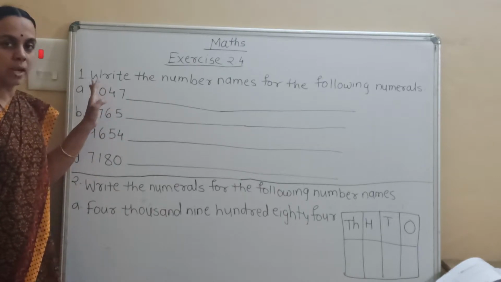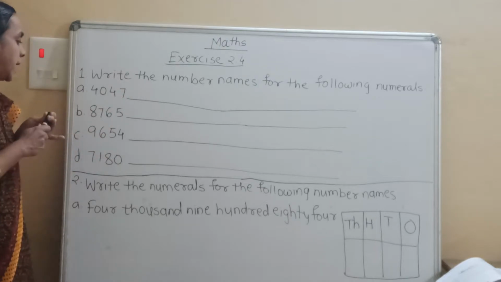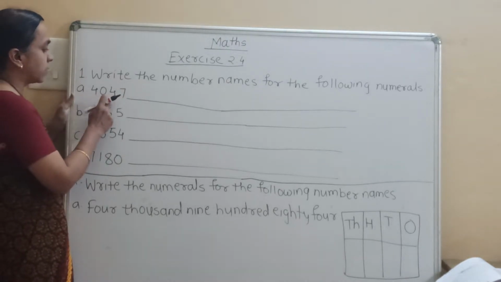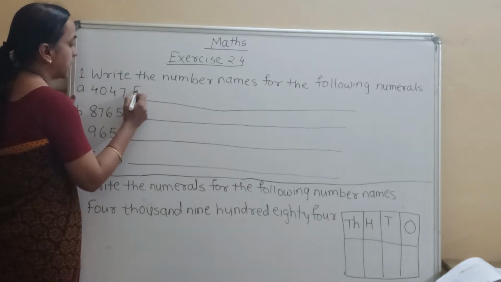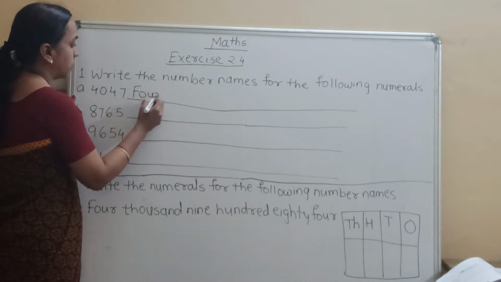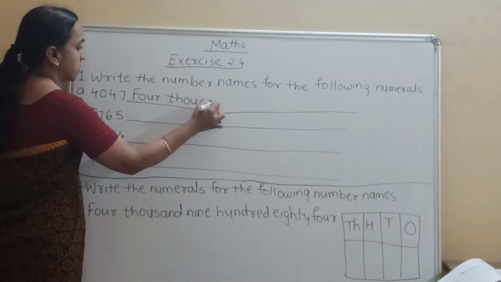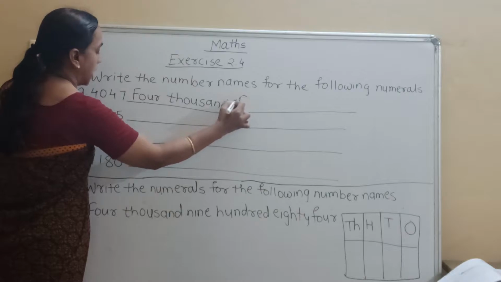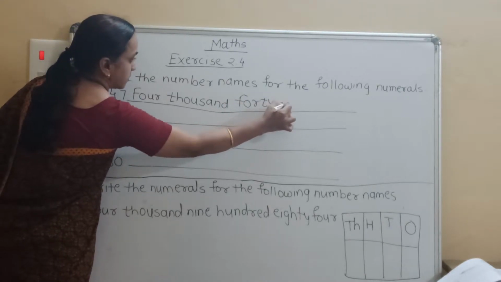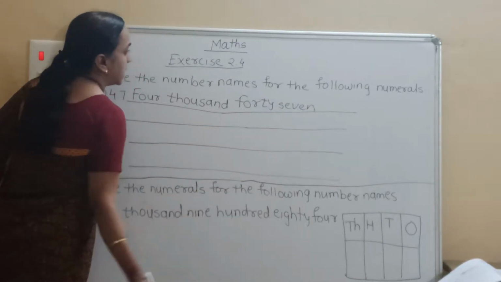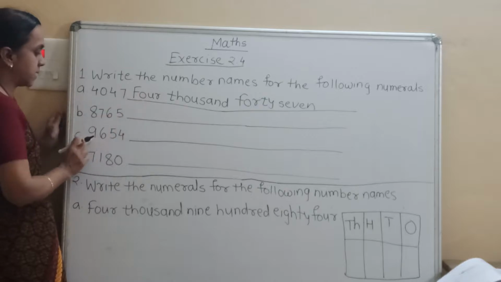Number names means we have to write down these numbers in spelling. So A example is 4047. We have to write their spellings now. Write down the correct spellings. Okay, so 4047, that is the answer.